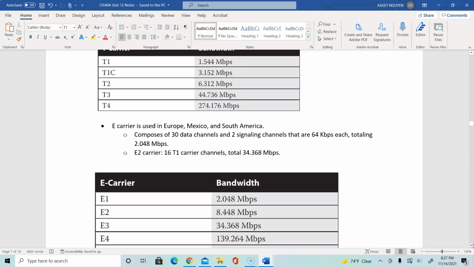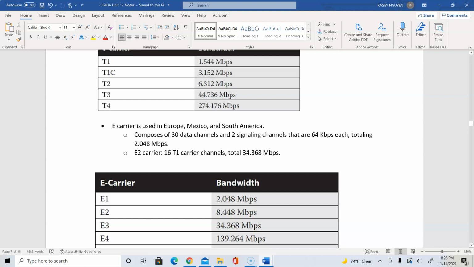E-carrier is then being used in Europe, Mexico, and South America. It is composed of 30 data channels and 2 signal channels of 64 kilobit per second each, totaling 2.048 megabit per second. So as you can see, E-carrier is slightly higher than your TX carrier that was used in North America and Australia, as it would use higher data channels coupled with the 2 signal channels for the E-carrier.